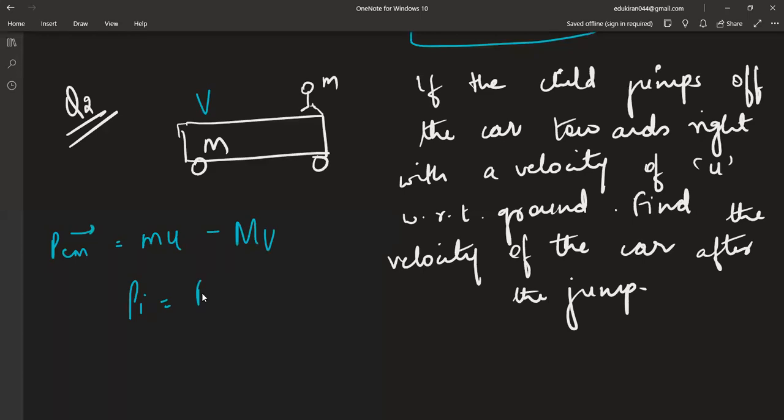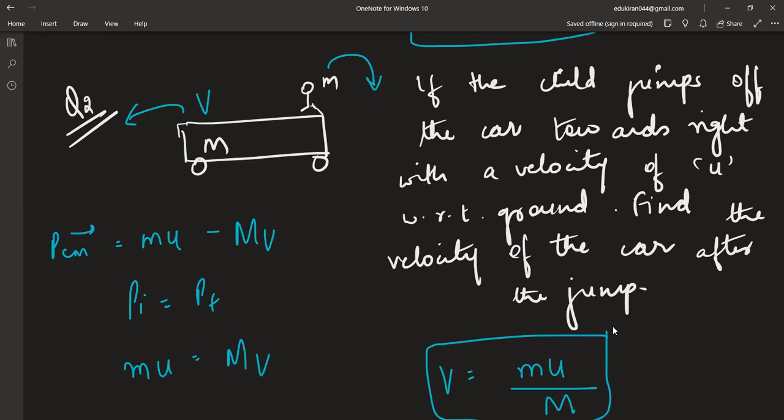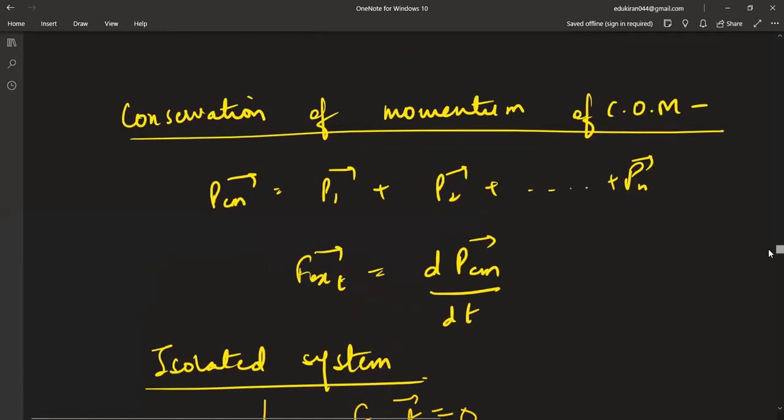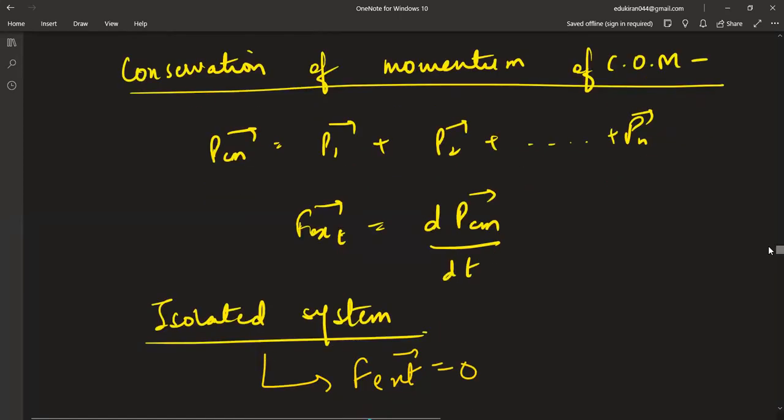So initial momentum is equal to final momentum. What is the initial momentum? See, mass of the child is small m. Velocity with which the child jumps off is u. Final momentum will be mass of the car, because now the car is left. Like if this is jumping, so this will move a bit behind. So this is mass into v. So what is the value of velocity? mu divided by capital M. This is just a small topic that I wanted to discuss, conservation of momentum of center of mass. So you just have to see initial momentum is equal to final. Write down this also.